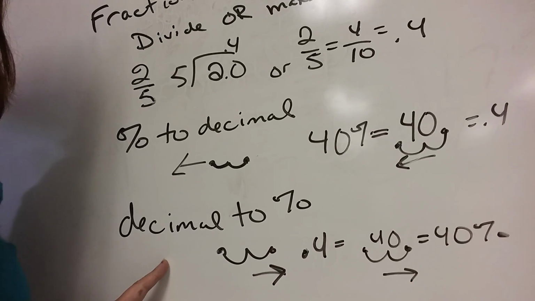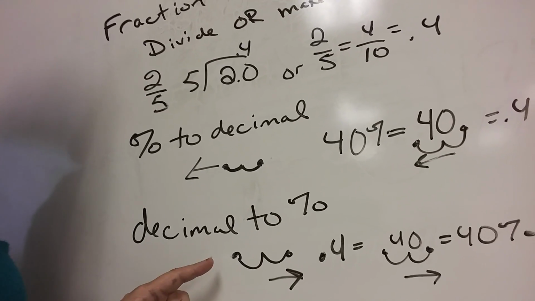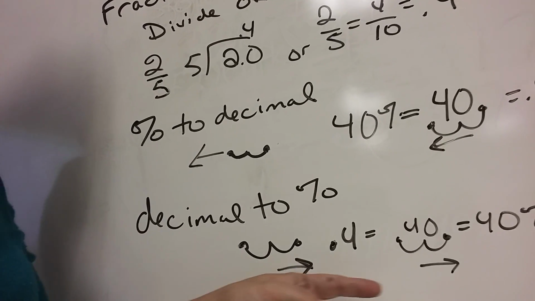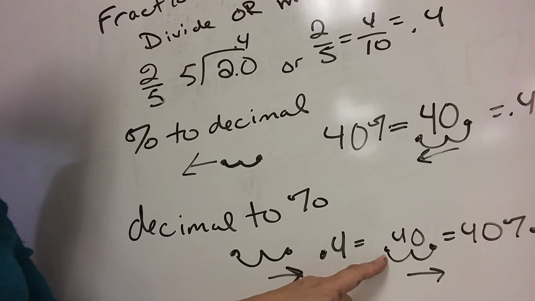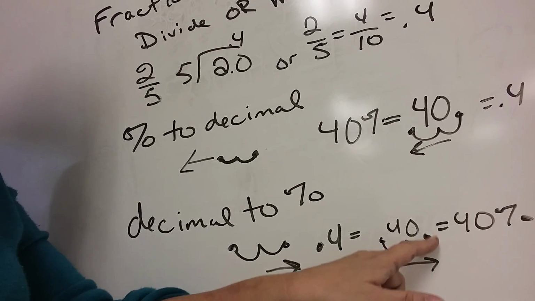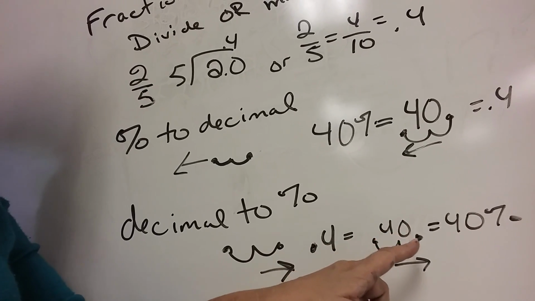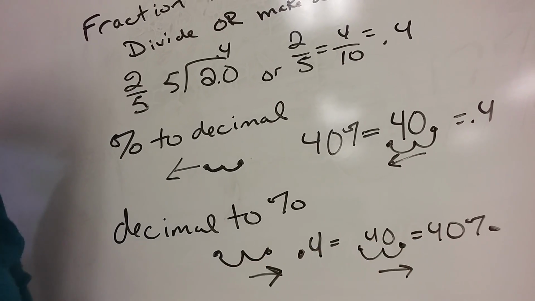When we're doing a decimal to a percent, it's a mustache, but now we're going to the right. So here's my decimal of 0.4. I start my mustache at that decimal. I go over 2 places. I use a 0 to fill in the empty spot, and I end up with 40%.